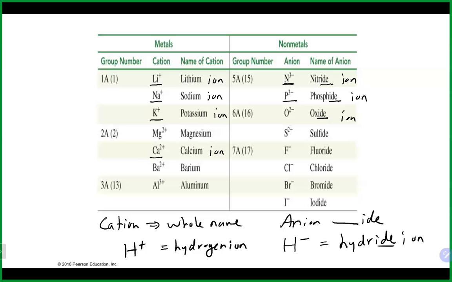So if you have an ion by itself, you should write the formula that includes the charges, and you should name it as either the whole name of the element or IDE there on the negative side. Any questions on that there?